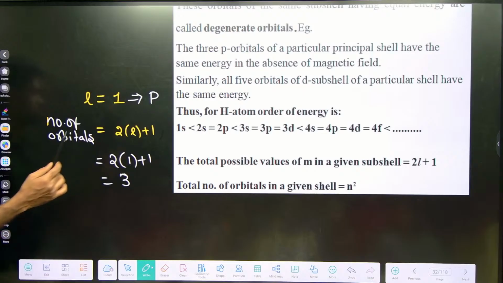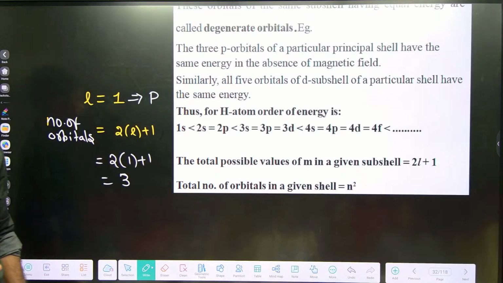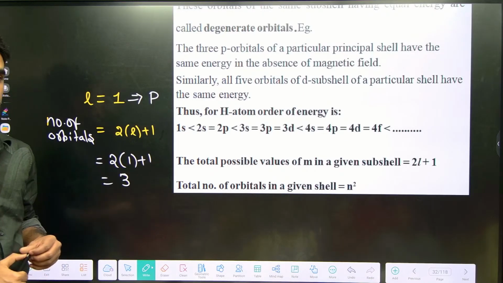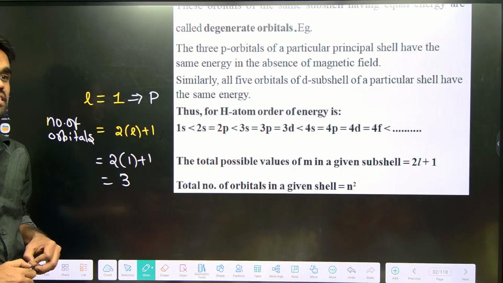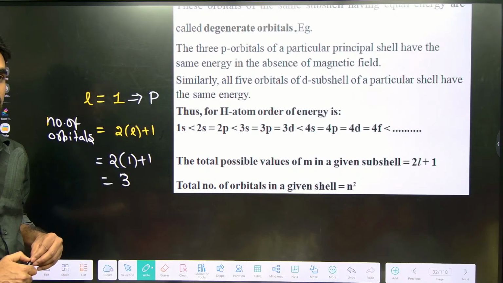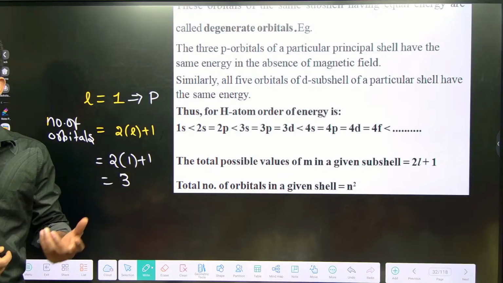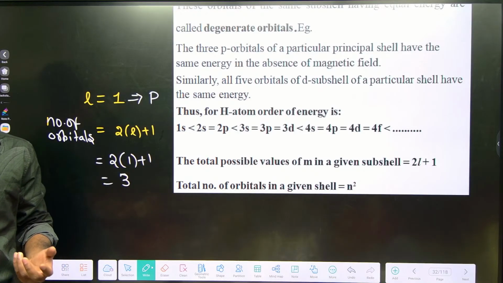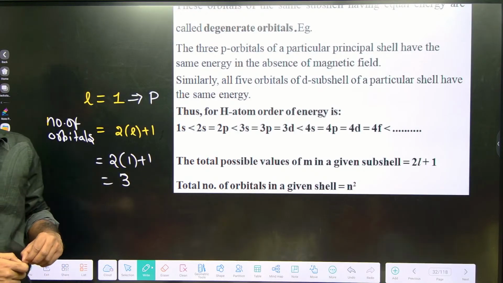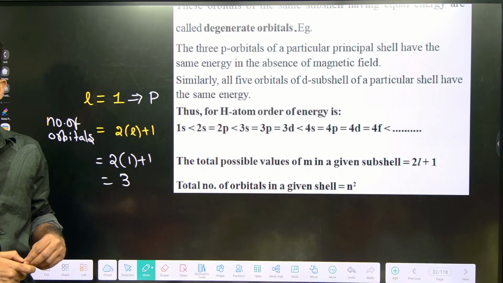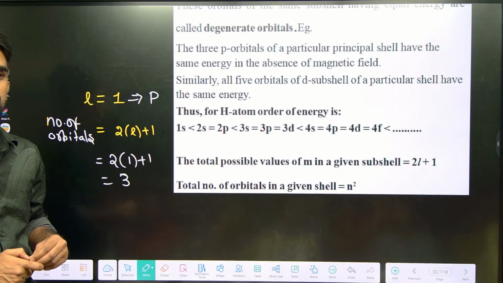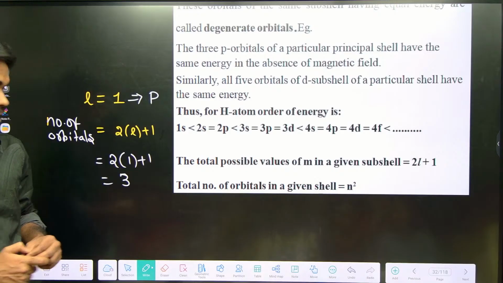So l equals 4 gives 9. What is that subshell? It is a hypothetical g subshell. Okay. So l equals 3 gives 7. What is that subshell? F subshell. That's it.